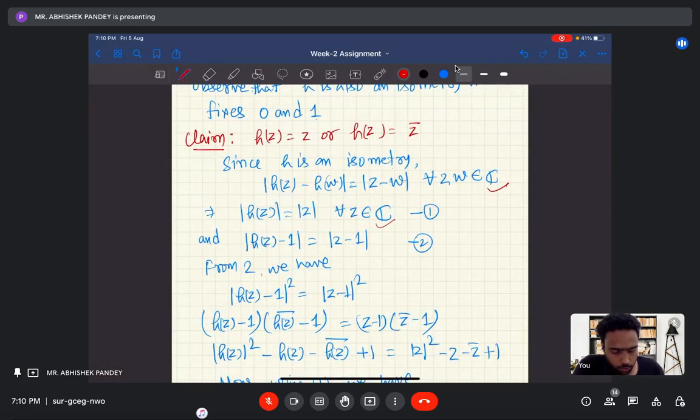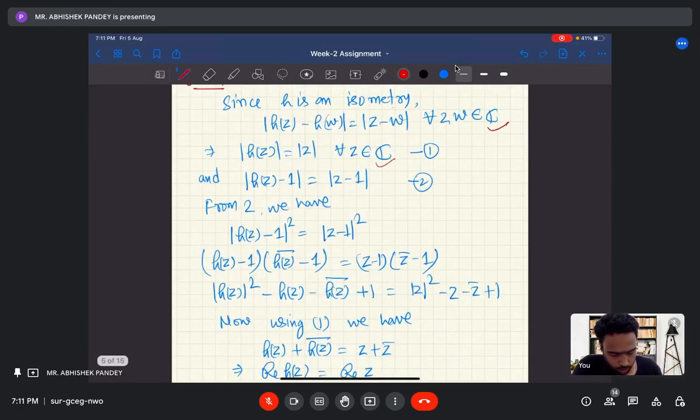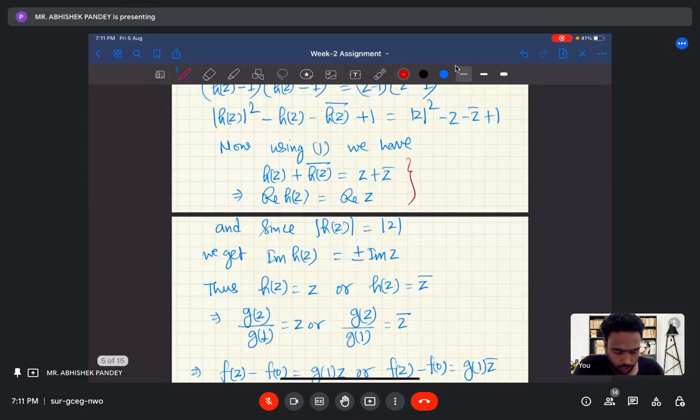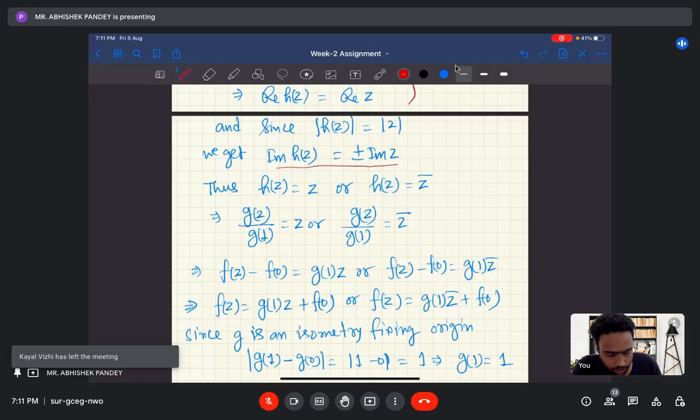Here you put w equals 1, so it will be mod of H(z) minus 1 equals mod of z minus 1. From this, we just square both sides. After the calculation, you will get H(z) plus H(z) bar equals z plus z bar. So this basically means real part of H(z) equals real part of z. And since mod of H(z) equals mod z, we get imaginary part of H(z) is plus minus imaginary part of z. Thus, H(z) is either z or z bar.